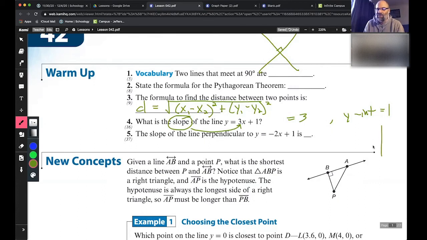So if I were to graph this, I go up to 1 on the y-intercept, and then I follow a slope of 3. So up 3 over 1, up 3 over 1. Okay, we'll do more of this later, but this is just a little bit of review.